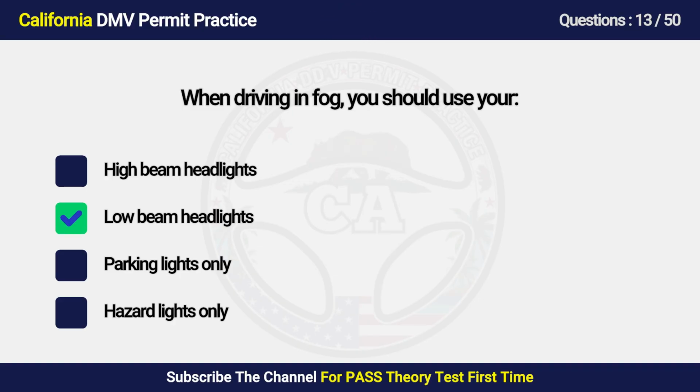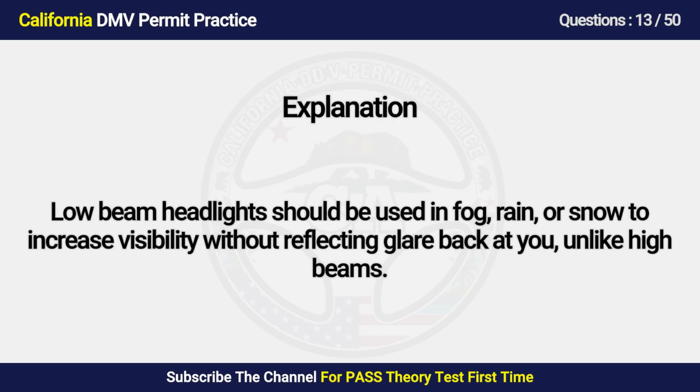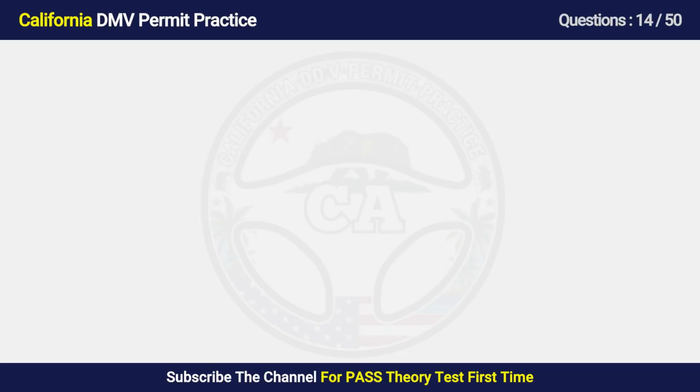Answer is B. Low beam headlights. Low beam headlights should be used in fog, rain, or snow to increase visibility without reflecting glare back at you, unlike high beams.